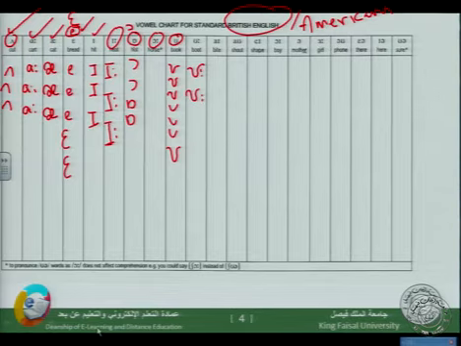like book, boot, book, boot. أيضا في عنا I, buy, fly, I. لاحظوا كيف؟ أو ممكن تكتب بهذه الطريقة.